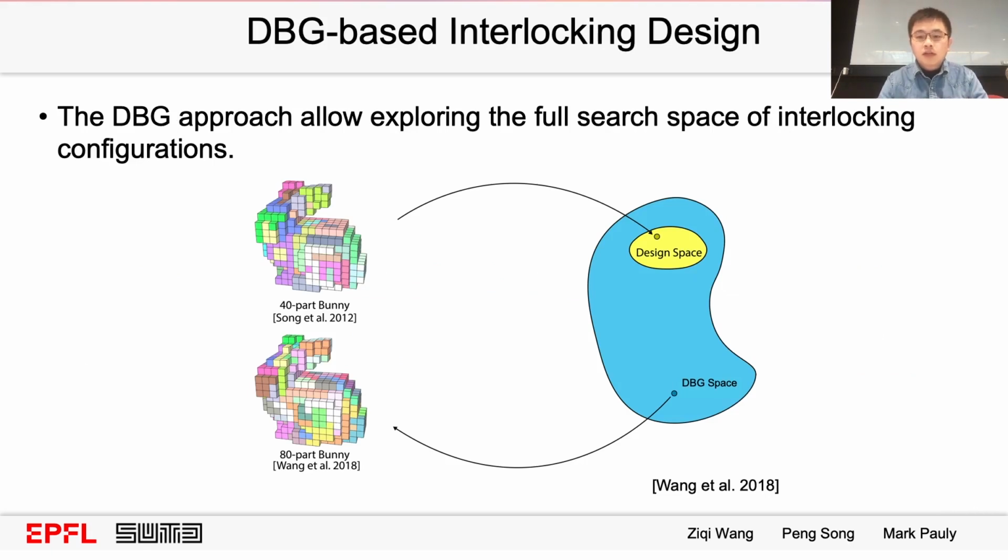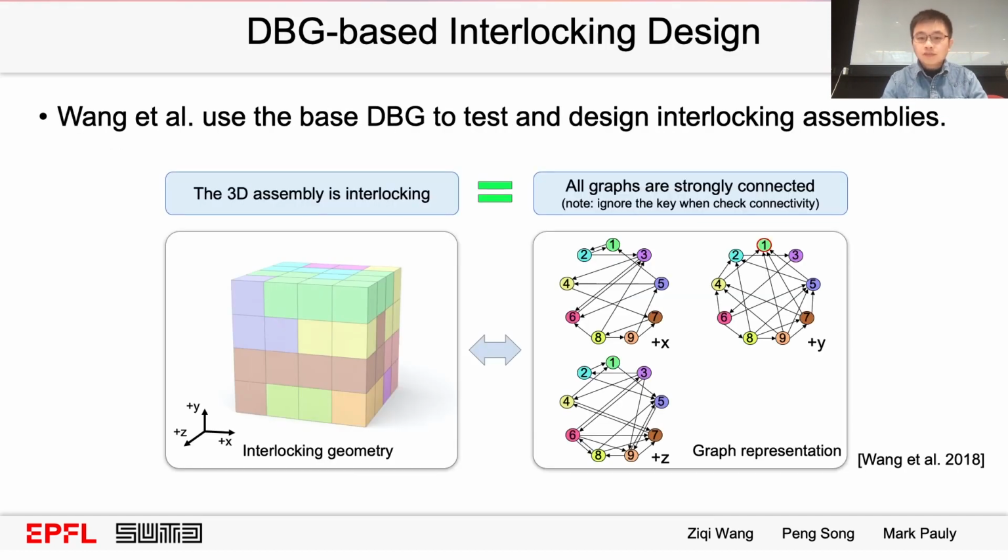However, the limitation of LIG-based methods is that the explored space is restricted to a small subset of all possible interlocking configurations. A much larger design space can be obtained by using the directional blocking graph. Wang and their colleagues presented path blocking relations with a family of base DBGs and leveraged efficient graph analysis tools to test and compute an interlocking arrangement of the parts. Their method provided a general framework for designing interlocking assemblies, which works both on the voxelized input and the joint planning problem.